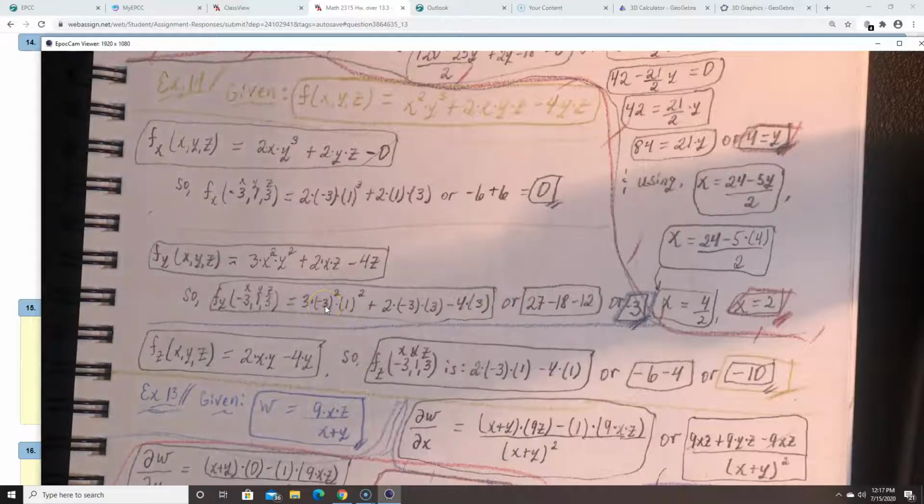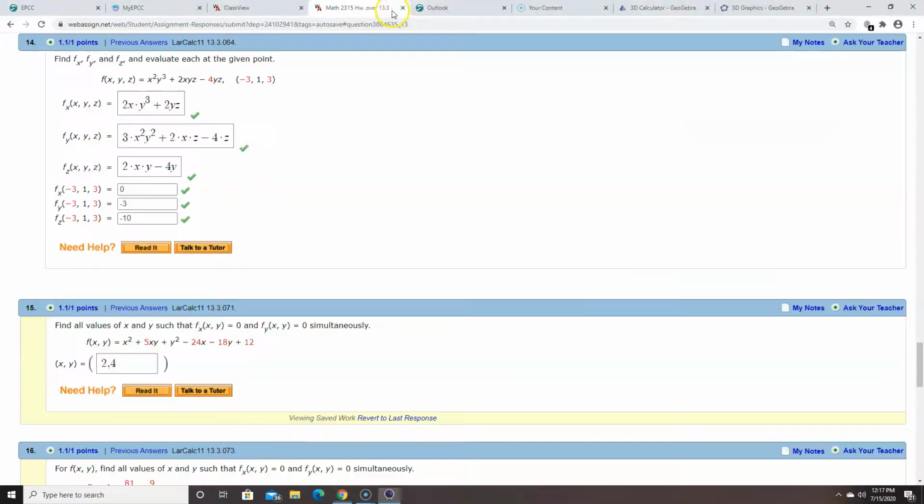Negative 3 squared is 9. Positive 9 times 3 is 27. Times 1 is 27. 2 times negative 3, negative 6 times 3 is negative 18. Negative 4 times 3 is negative 12. Now compute. 27 minus 18 is 9, and 9 minus 12 is negative 3. There's our f. The partial derivative with respect to y of f at this point is negative 3.